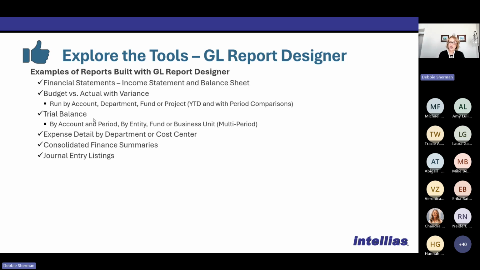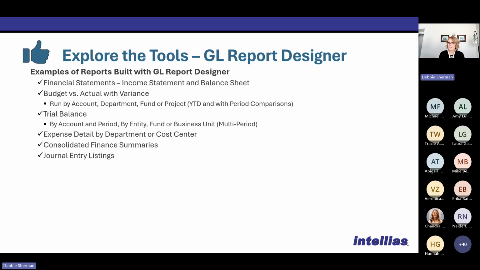I'll show you some examples of these reports, but some of the reports you can build would be a financial statement, an income statement, and a balance sheet. Looking at budgets versus actuals with variances. And you can run those by account, by department, by fund or project. You can look at year-to-date with period comparisons, prior year comparisons. So very broad level of what we can do here.